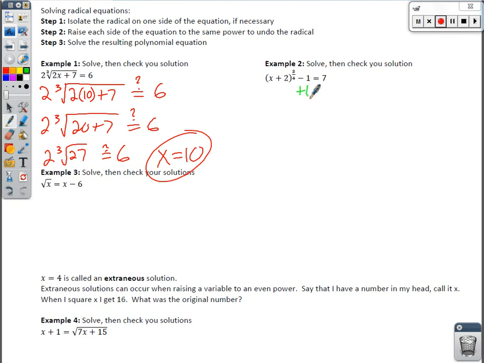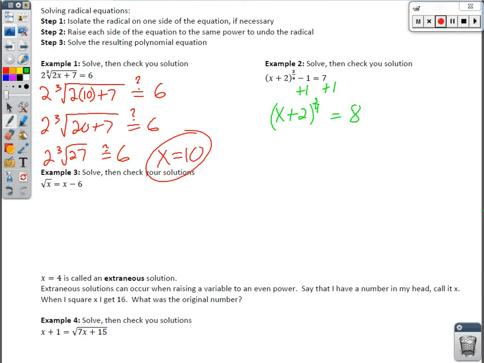Let's isolate it. So let's get it by itself by adding 1 to both sides. So then we have x plus 2 to the 3/4 equals 8. Now we want that 3/4 to become 1. We want to cancel that off somehow. And so if you think about how to make a fraction become 1, you're going to multiply it by its reciprocal. So we want to multiply 3/4 by 4/3. But we can't just multiply both sides of the equation by 3/4 because it's an exponent. It's not going to cancel with the exponent if we just multiply.